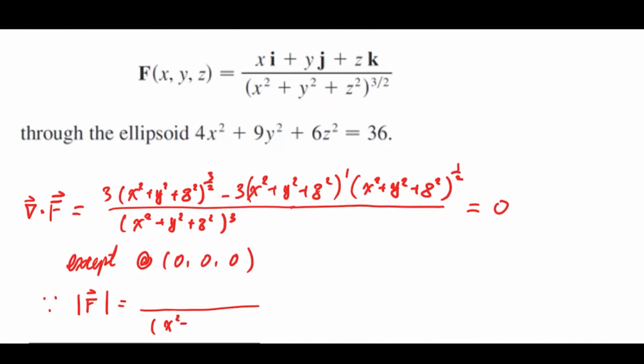X squared plus y squared plus z squared to the 3 over 2 power. And the numerator, what's the magnitude of this vector? Is it the square root of this square plus that square plus that square? Yeah, it is. So we take the square root of x squared plus y squared plus z squared. So far so good? So this is a 1/2 power, over the 3 over 2 power. So simplify, then we just said this.